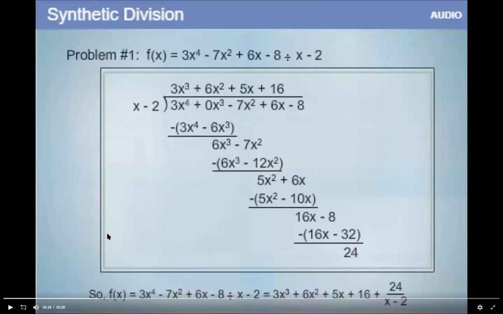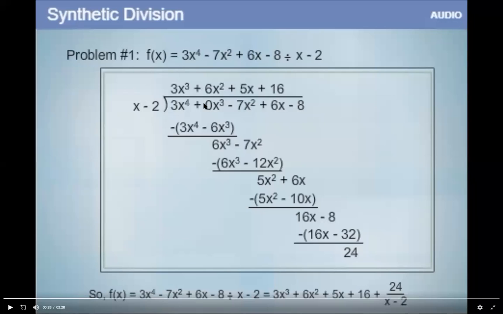All right, so the entire problem boils down to, again, that 3x cubed plus 6x squared plus 5x plus 16 plus this remainder, which ended up being 24 over our original divisor there, okay? And again, highlighting that first things first, you got to make sure that both your dividend and your divisor is in standard form. So 4x to the fourth, x squared, x to the first, and then your constant.